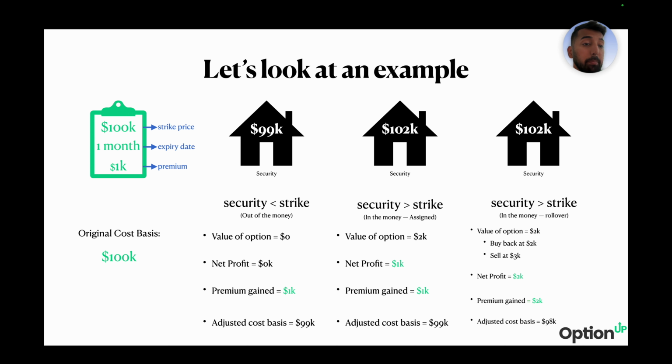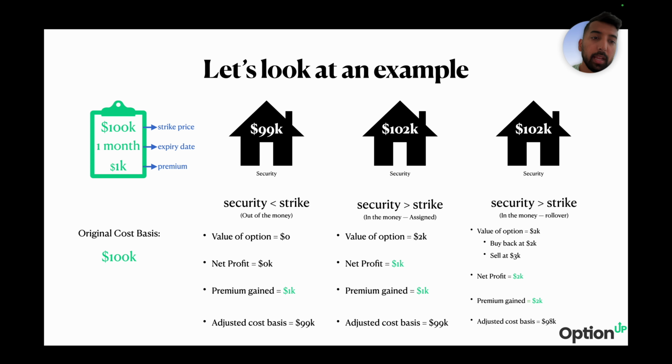Now let's look at an example for a rollover. This is slightly more complex, but once you do it once or twice, it's super easy. Let's say I wanted to keep the house and I wasn't willing to part ways with it. Because the house is worth $102,000, which is $2,000 above the strike price, the value of the option is also going to be roughly $2,000. So what I can do is buy that contract back for $2,000, and then sell a new one for a month out.